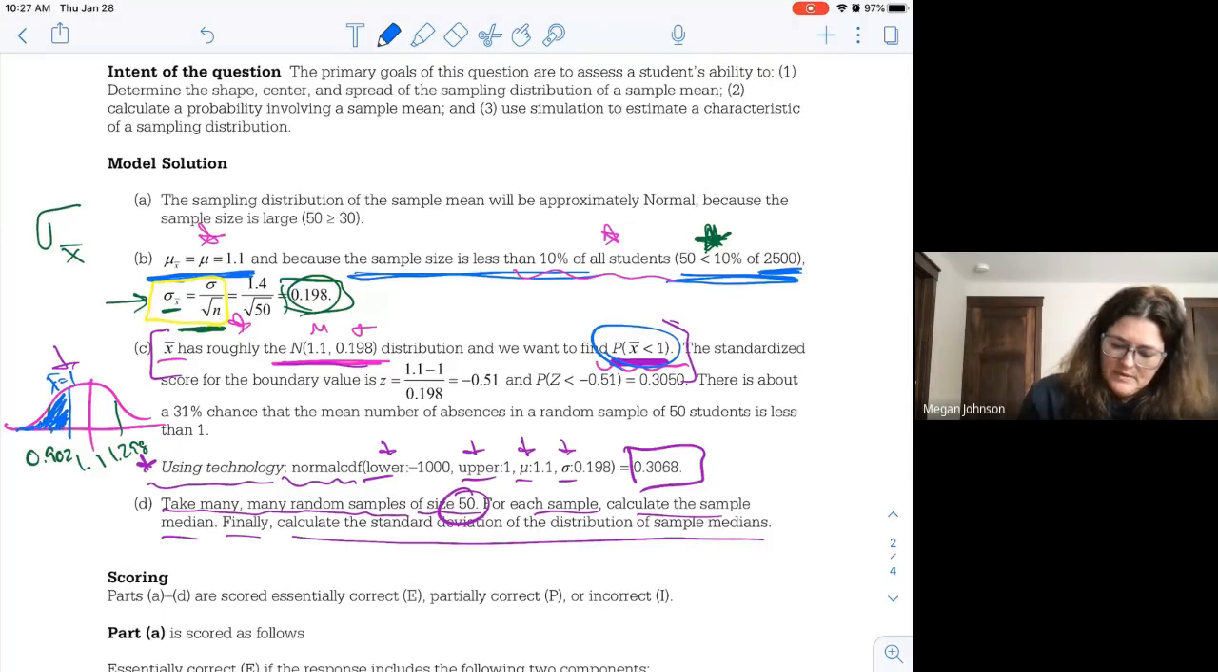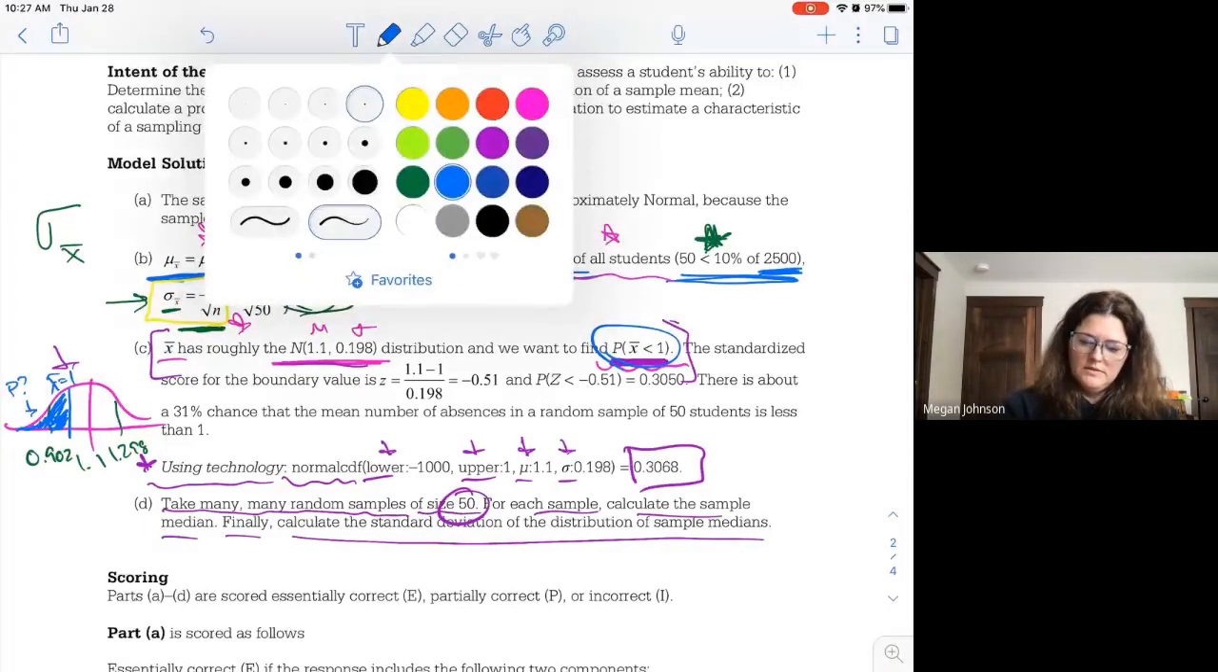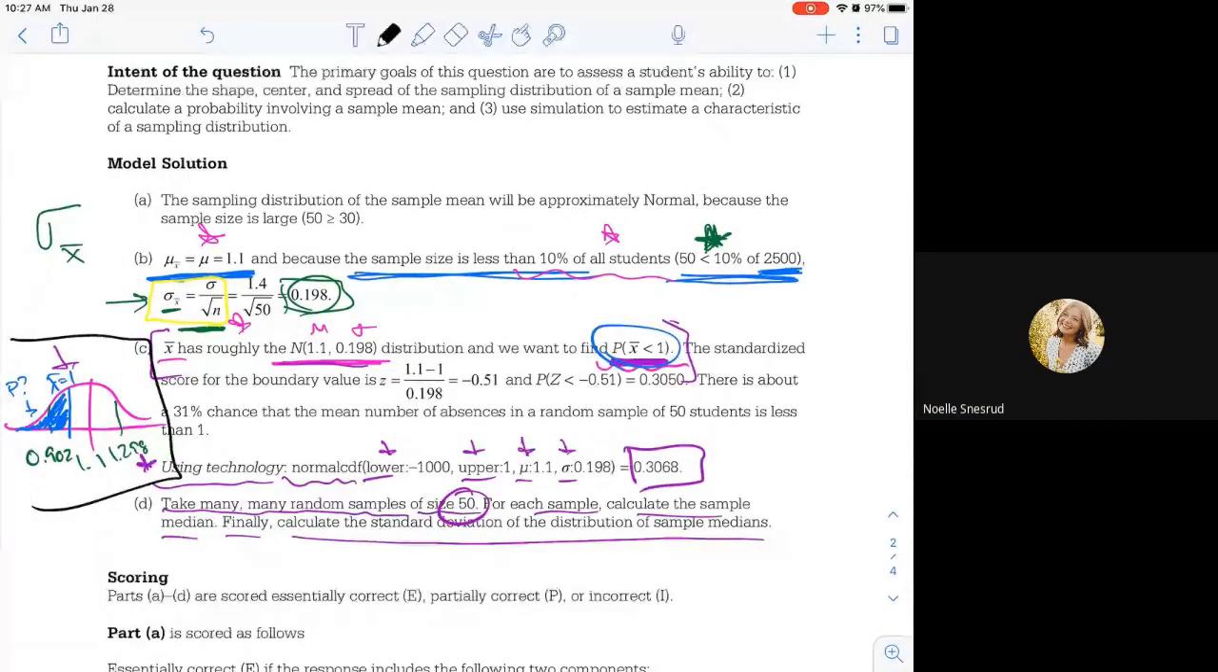Okay. So that is the proportion that you're looking for. What is that probability? That's what my graph would look like. Does that help? Yes, thank you.